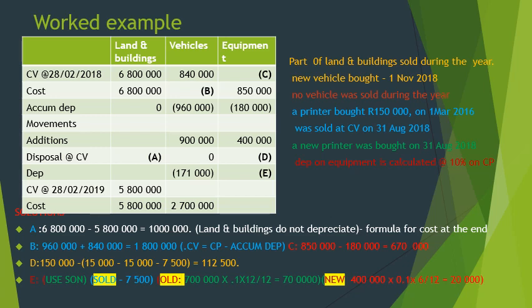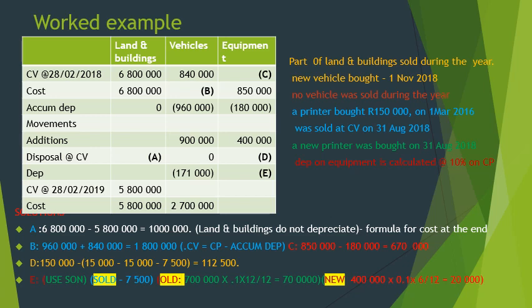Then B, it is cost. We are given accumulated and carrying value. So 960,000 plus 840,000 will give us 1.8 million. So the formula that you must use is carrying value is equal to cost price minus accumulated depreciation. C, we are calculating carrying value, which means cost 850,000 minus 108,000, our accumulated depreciation, will give us 670,000 as our carrying value.